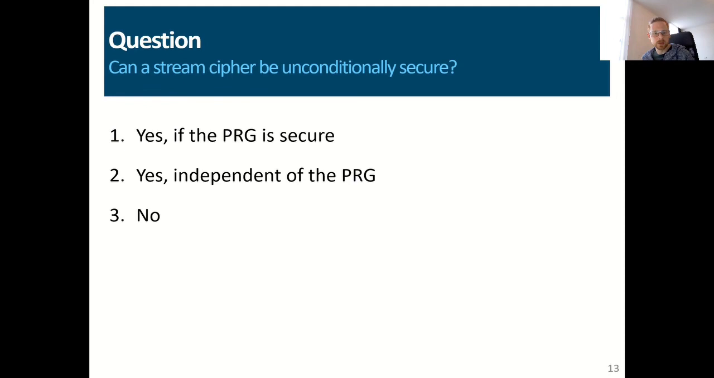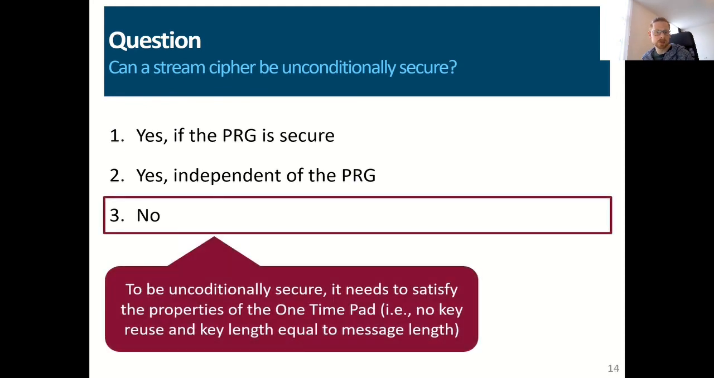So let's take a look at the correct answer. And the correct answer is 3. No, it cannot be unconditionally secure. I've already given you the answer to this question during the previous video on the one-time pad, because to be unconditionally secure, there were two requirements for the one-time pad. First, there cannot be reuse of the key, so the same key cannot be used to encrypt two messages. And second, the key length has to be equal to the message length. This is not the case for stream ciphers because the key is shorter and the generated key stream is only pseudo-randomly generated, and it depends on this shorter key.